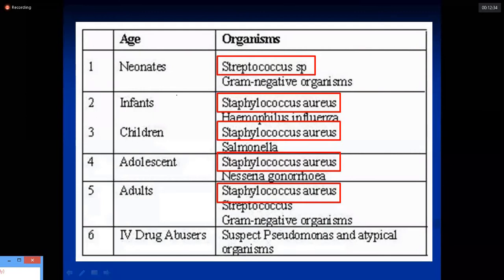In the adolescent or adult age group, where there are chances of sexually transmitted disease, the gonococcus or Neisseria gonorrhoeae is also one of the important causative organisms. So in neonates, streptococcus; in all the other age groups, Staphylococcus aureus; in IV drug abusers, especially, we have Pseudomonas as the atypical organism. These are the causative organisms that cause septic arthritis.